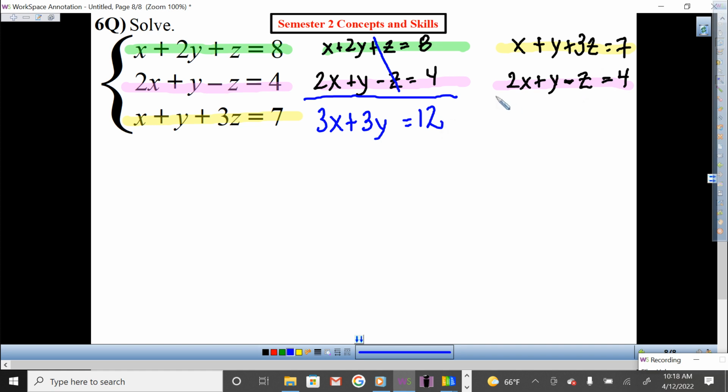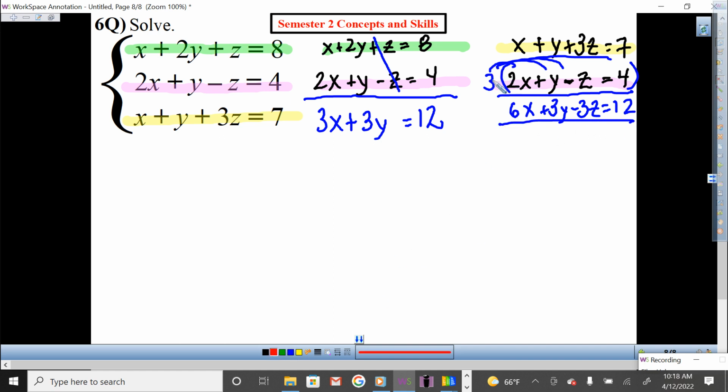Let's go to this one over here. We need to eliminate the same variable. Can we eliminate the z's right now? No, so what do we need to multiply this entire equation down here by so that it can be -3z? Times 3, yes, times 3. So 3 times 2, that's 6x. 3 times y, that's 3y. 3 times -z is -3z. And 3 times 4 is 12.